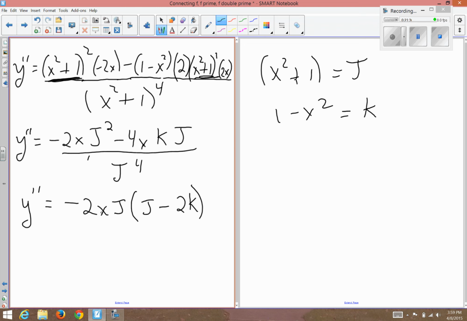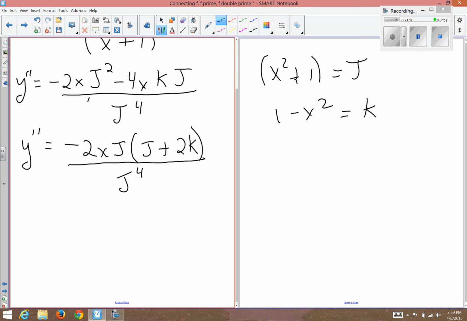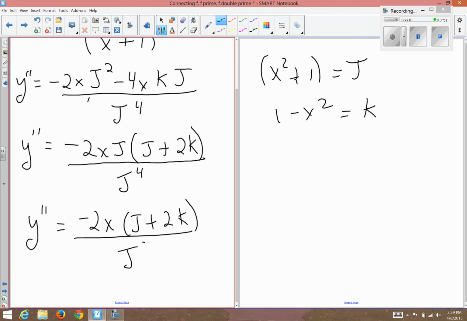Make sure negative 2xj times j is negative 2xj squared. So I'm double checking and realizing that should be a positive, because negative 2xj times positive 2k should be negative 4xkj, and it is. Now it's very easy to see that this j and one of these j's cancel. So it's negative 2x times j plus 2k over j to the 3rd.